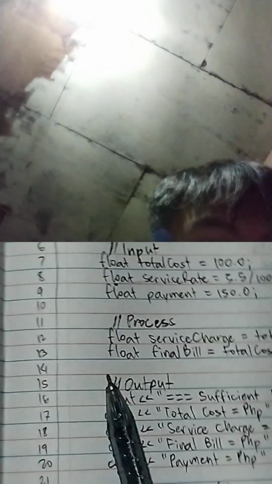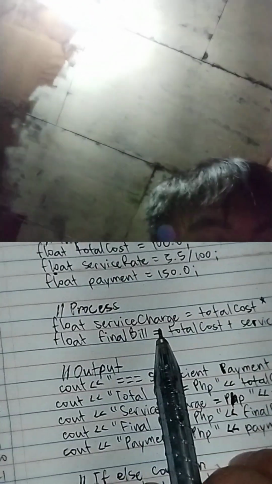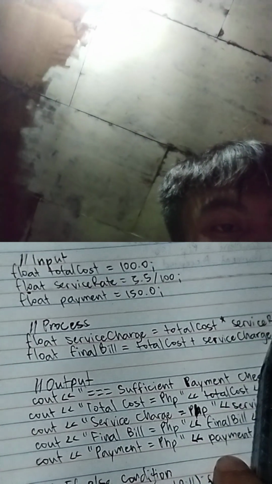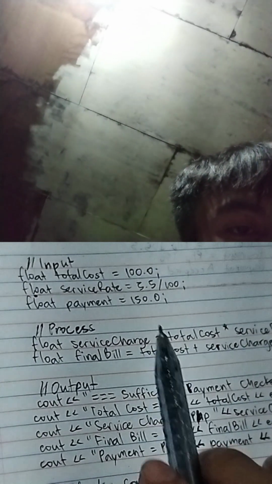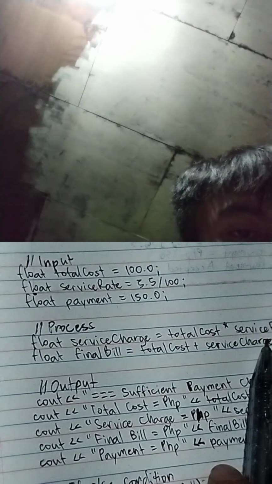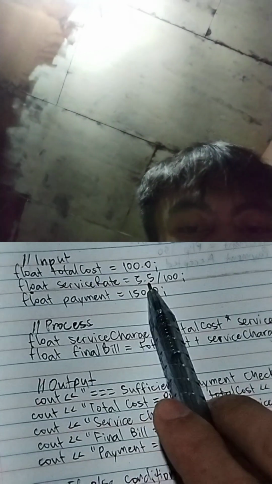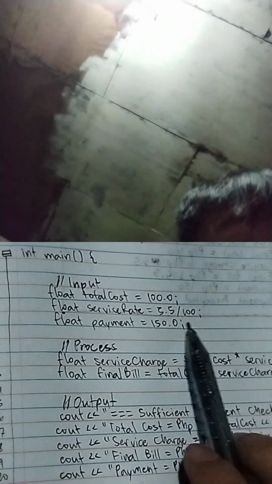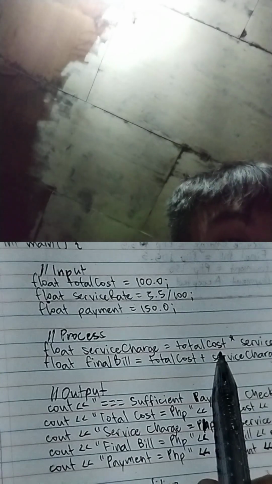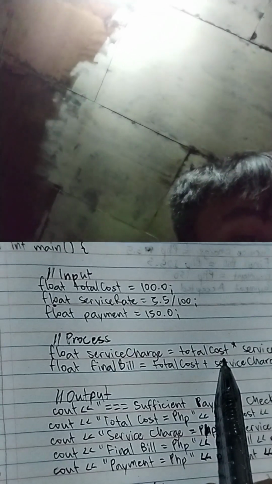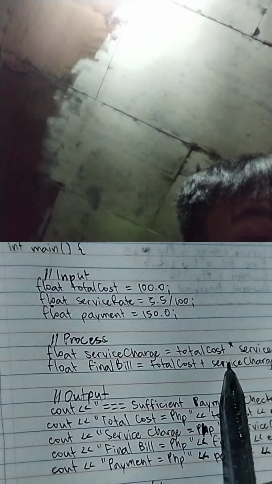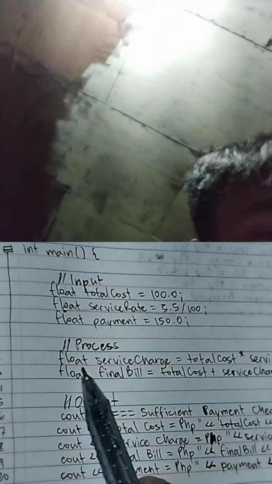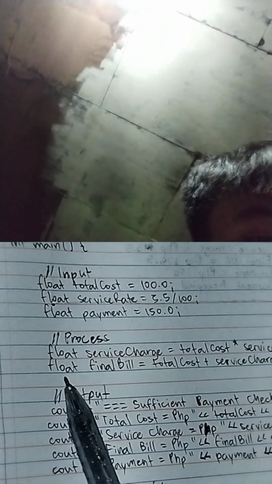So again, float service charge equals total cost times service rate. Service rate is 5.5 divided by 100, which is 0.055 times total cost. Times 0.055 equals the service charge.